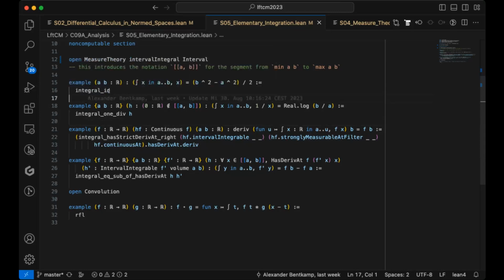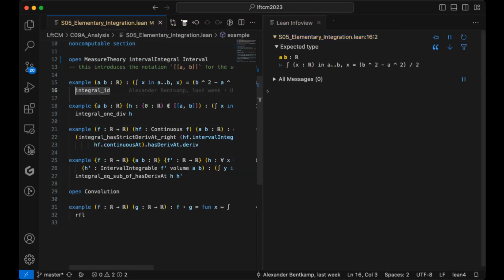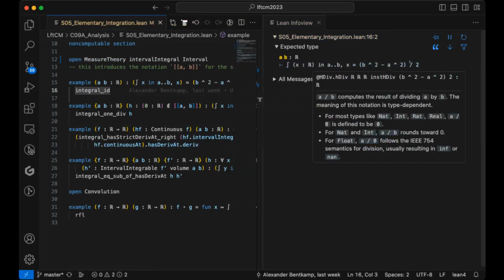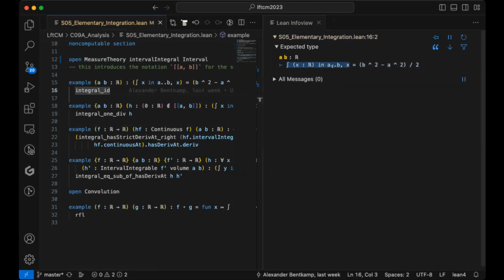So here a and b are real numbers. And what are we integrating? Let's see if I can bring back the info view. So we're integrating this. This is a function from R to R, and we're integrating it over the reals.